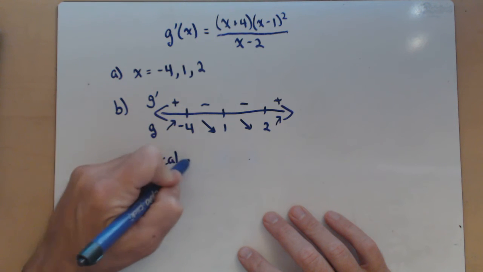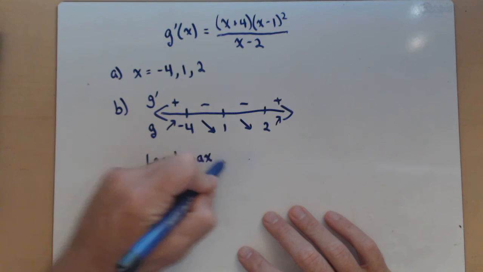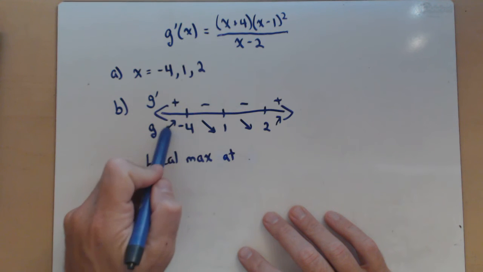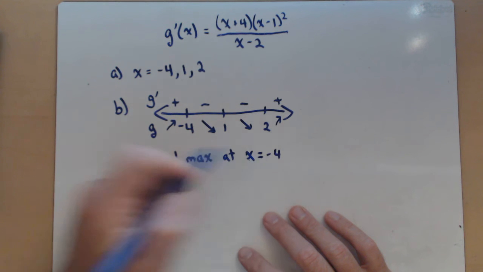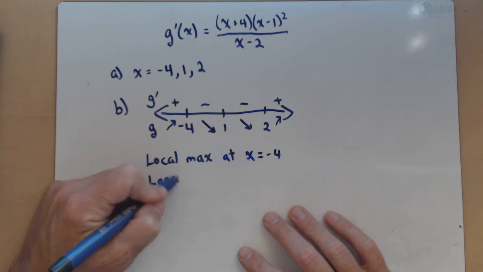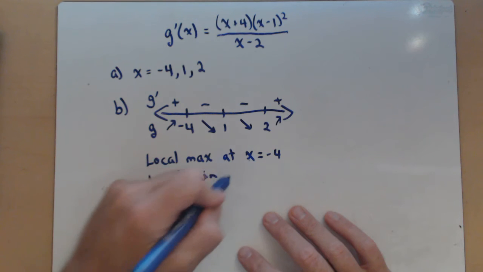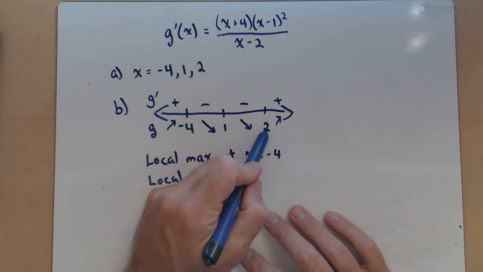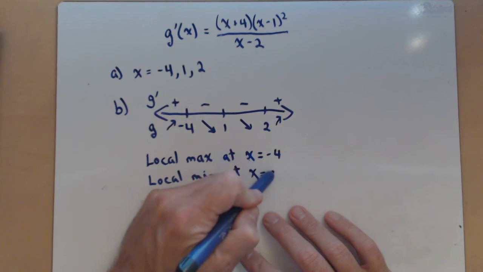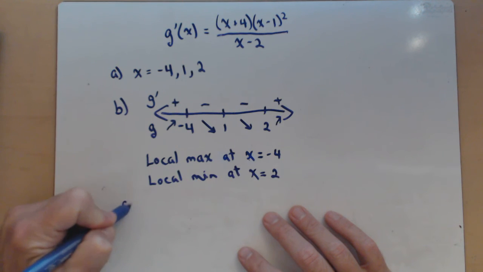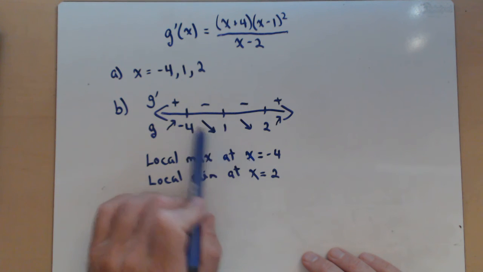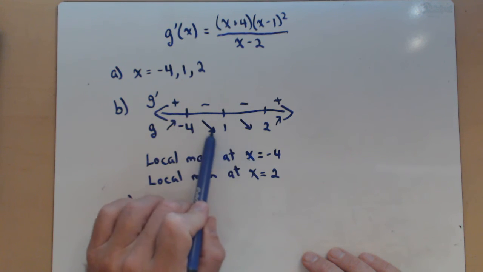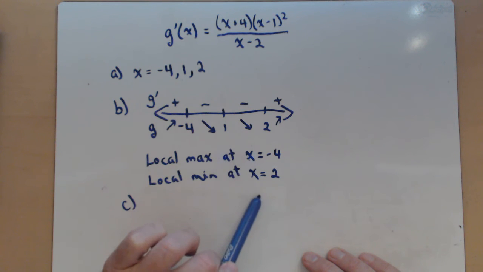First off, we have a local max at -4 because it went from increasing to decreasing. And we have a local min at x equals 2. Now at 1, we do have a place where the derivative is 0, but it's decreasing and decreasing, so it will have a horizontal tangent, so as we look at one of those graphs that flattens out but then continues on.